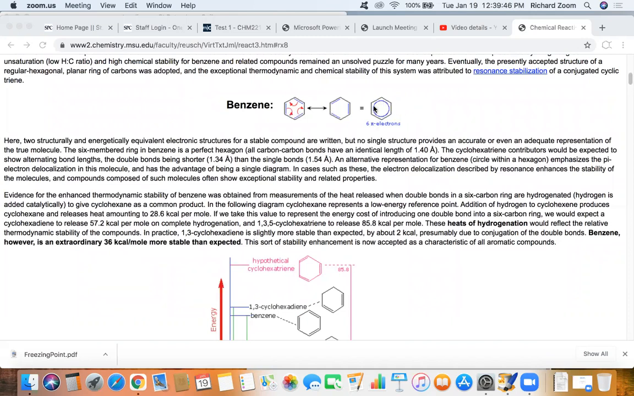But often what we'll see is it represented as a circle, because this situation is what we call a resonance situation, meaning that the double bonds actually aren't in these particular stable locations. It's actually alternating between the two so quickly that we can't even distinguish between them.